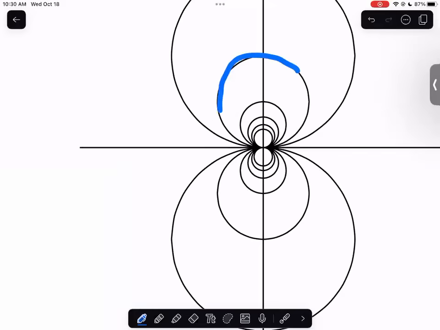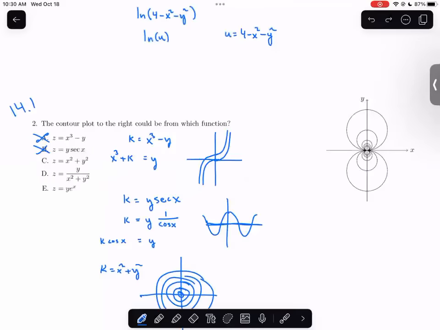So, for instance, for this circle right here, this is not centered at the origin. It's centered a bit higher. So we need something where the centers don't seem to be moving left and right at all, but they do seem to be changing the y values. So yeah, C is out for this reason here.